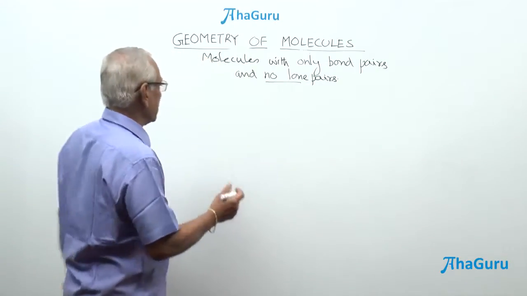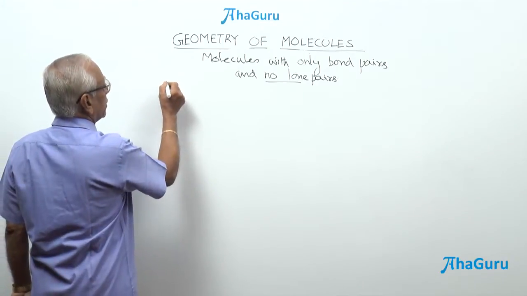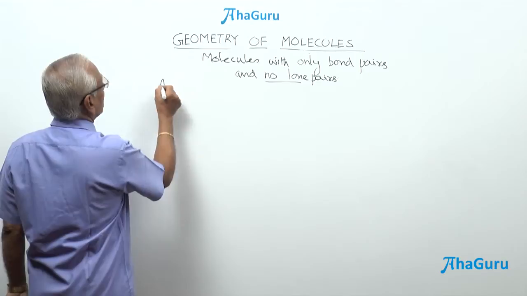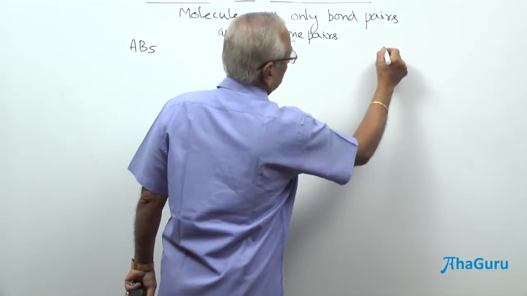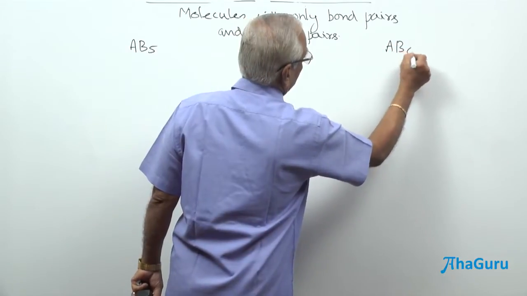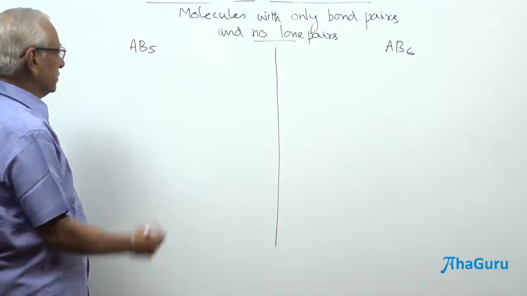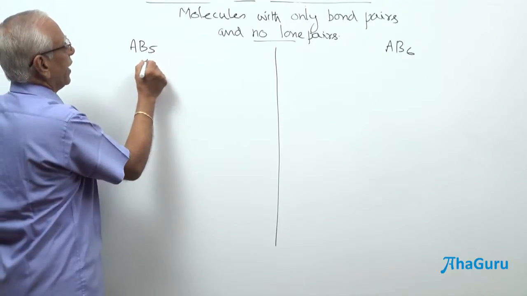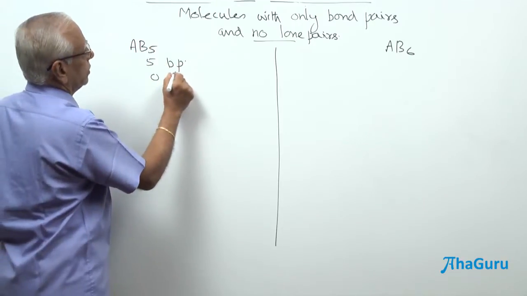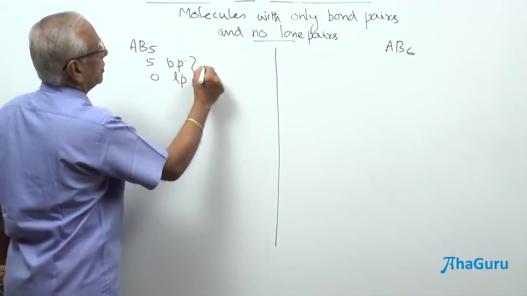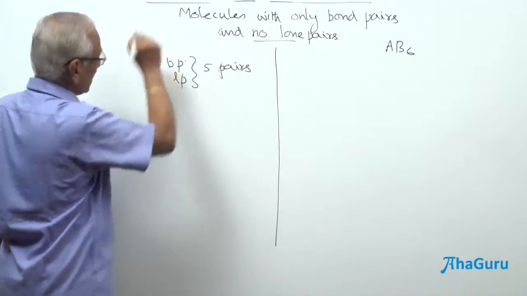Students, now we shall see there are 2 other examples of molecules having AB5 and AB6. All of them have 5 bond pairs and 0 lone pairs. So, we have 5 pairs of electrons. We shall see the examples first.